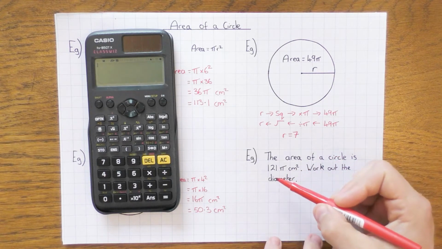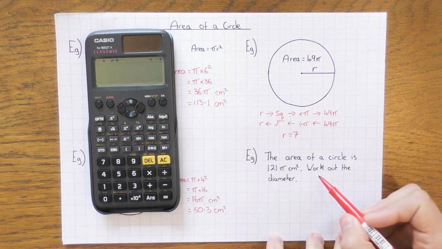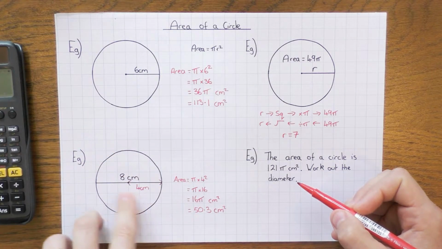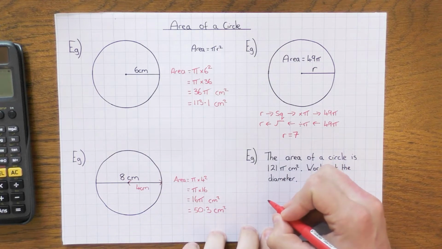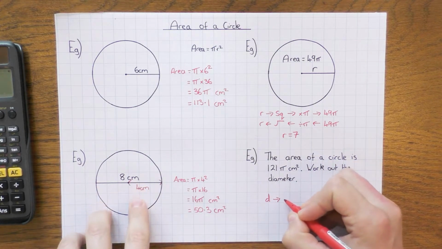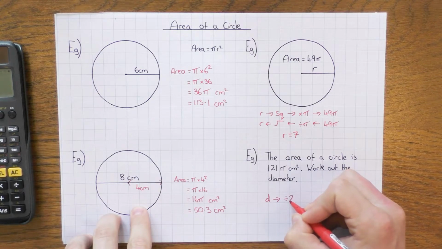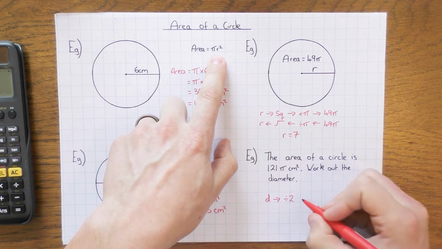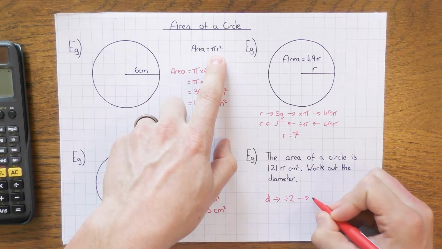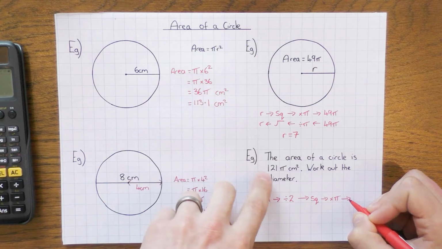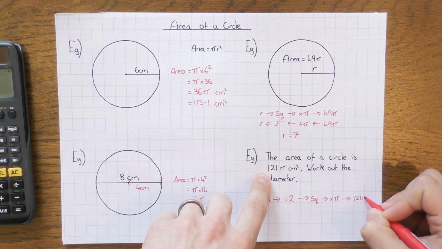So the area of a circle is 121 pi. Work out the diameter this time. So I'm going to come back to this one here. I had the diameter. So I started off with the diameter. What did I do? I had to half it, so I had to divide by 2. That got me my radius. Once I had my radius, I could then use my formula. So once I had my radius, I then squared it. I then timesed it by pi, and that gave me the area, and the area in this case is 121 pi.